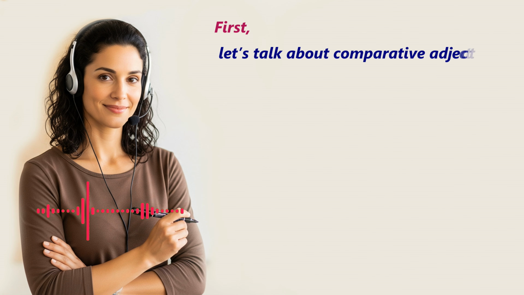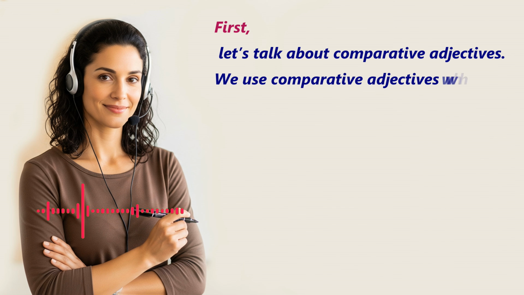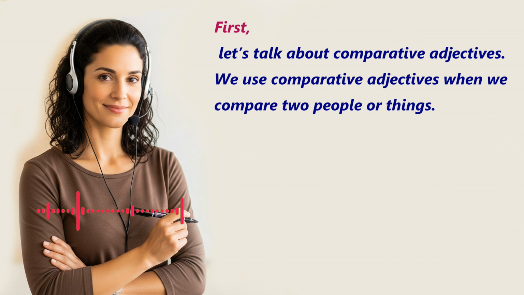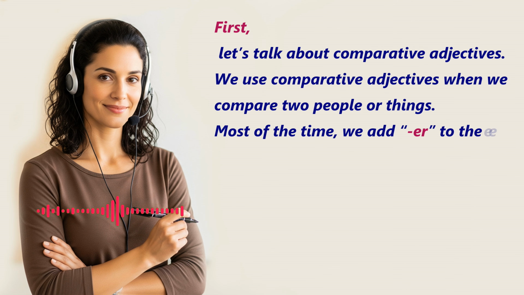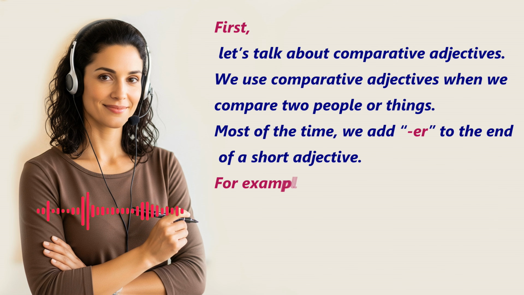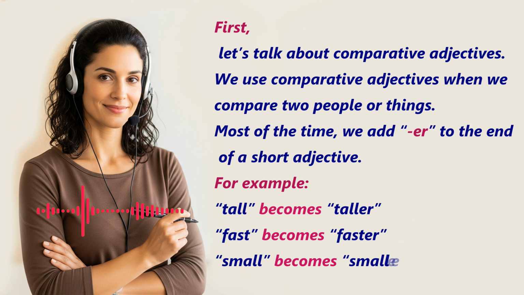First, let's talk about comparative adjectives. We use comparative adjectives when we compare two people or things. Most of the time, we add "er" to the end of a short adjective. For example, tall becomes taller, fast becomes faster, small becomes smaller.